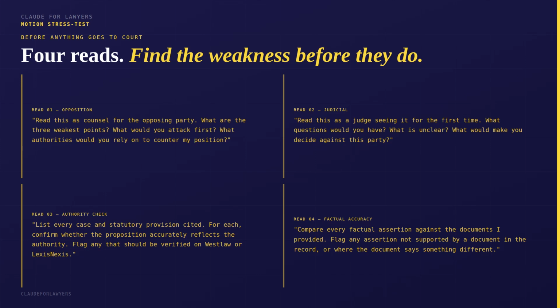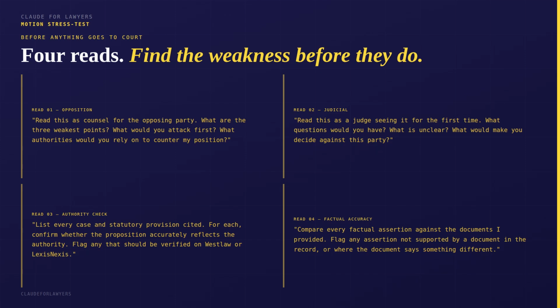Fix them first. Stress test 2. The judicial read. Read this submission as a judge, seeing it for the first time. What questions would you have? What is unclear? What would you want addressed that isn't? What would make you decide against this party? The judicial read catches structure and clarity issues the opposition read misses.